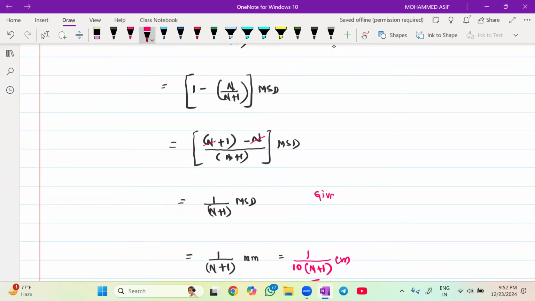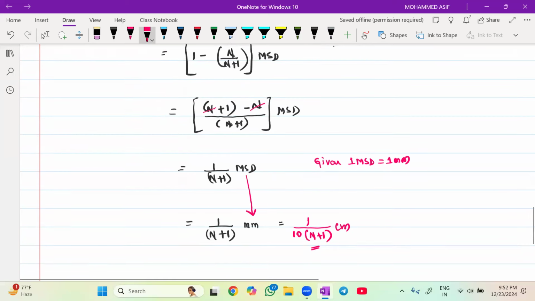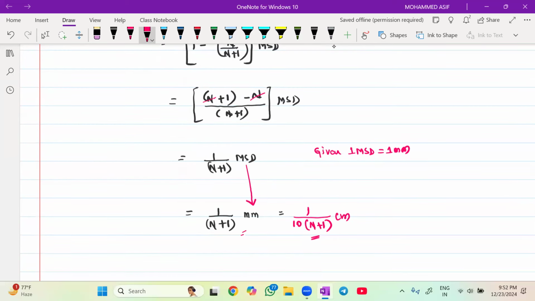Given in the problem, 1 MSD is equal to 1 mm. That is the reason I have written here 1 MSD is equal to 1 mm. Now this is the answer in mm. If the answer is asked in centimeters, 1 mm is equal to 1 by 10 centimeters. So I have written 1 mm as 1 by 10 centimeters. This will be the answer for this. Am I clear?